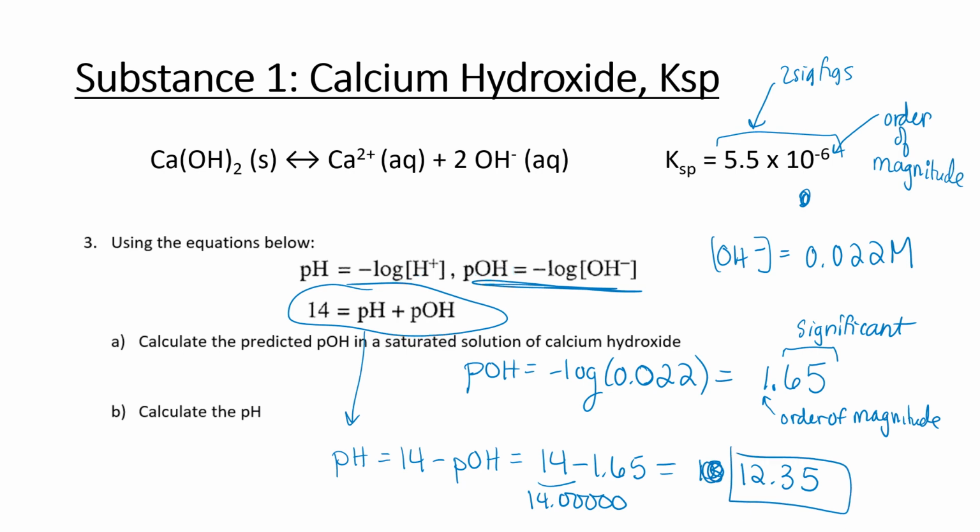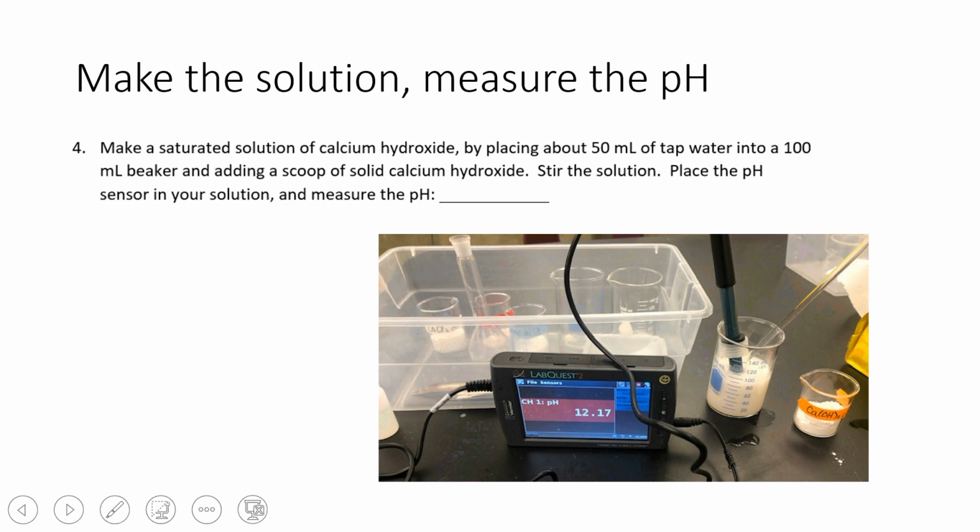And then in the lab, we actually took some calcium hydroxide and put it in some water, stirred it around, and measured the pH. A lot of people got something pretty close to 12.35. I took a picture of a sample set of data that I collected. In this one, I got a pH of 12.17. So, pretty close. Okay, so pH should definitely be in the 12s.